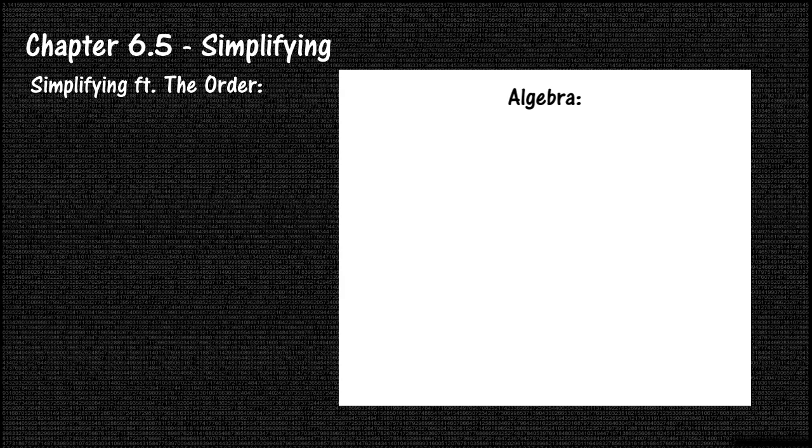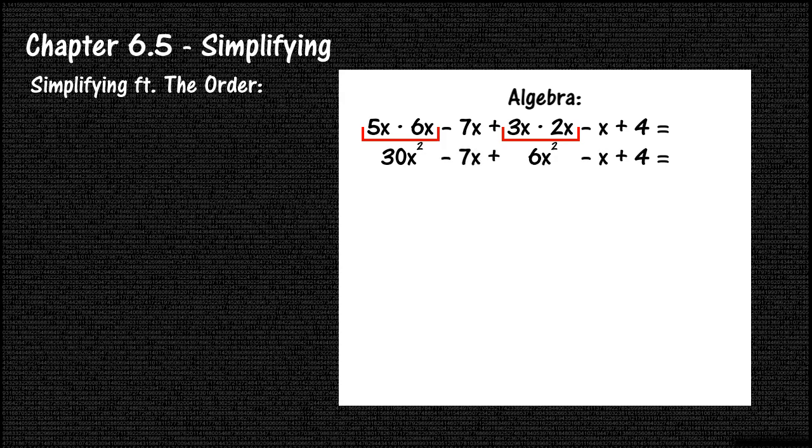Final exercise. 5x times 6x minus 7x plus 3x times 2x minus x. You know what? Let's add a plus 4 to the mix. Order of operation, so multiplying before anything else. 5x times 6x will become 30x squared. And 3x times 2x turns into 6x squared. Which means we now have the line 30x squared minus 7x plus 6x squared minus x plus 4.